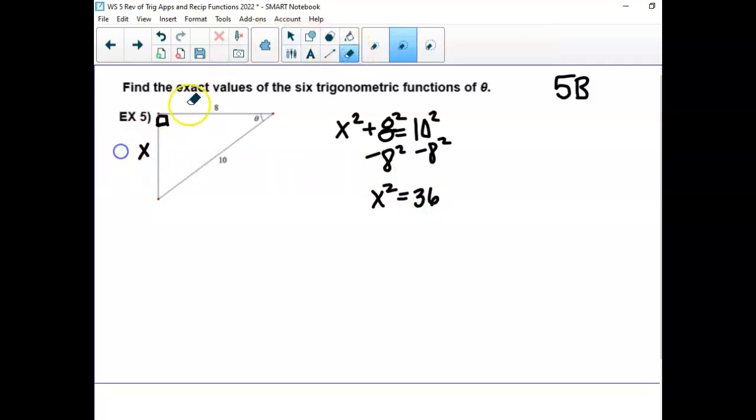A Pythagorean triple, I will use that word occasionally. Pythagorean triple means 3 nice numbers that work in Pythagorean theorem, okay? Like 3, 4, 5, 6, 8, 10, 5, 12, 13. Those are all nice Pythagorean theorem numbers. A lot of numbers aren't, but we will use nice ones a lot of times just to make things easier.